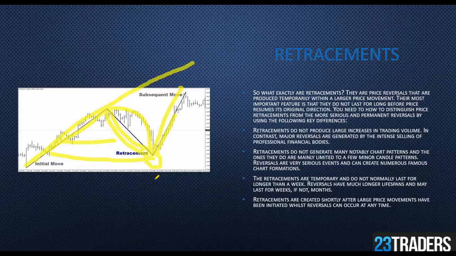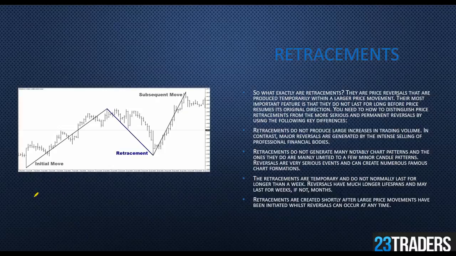But you have to be able to determine what is a retracement and what is a trend reversal, because they are quite different. Trend reversal means you're moving into a new downtrend. The buyers have now been exhausted.